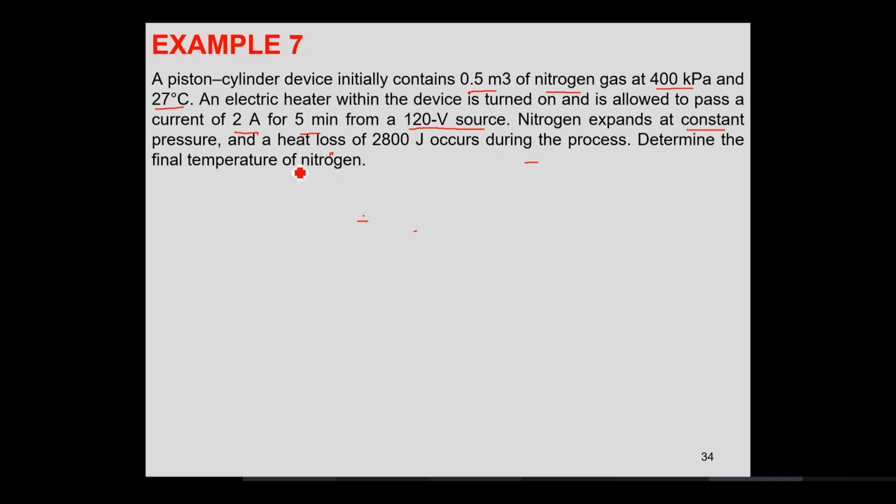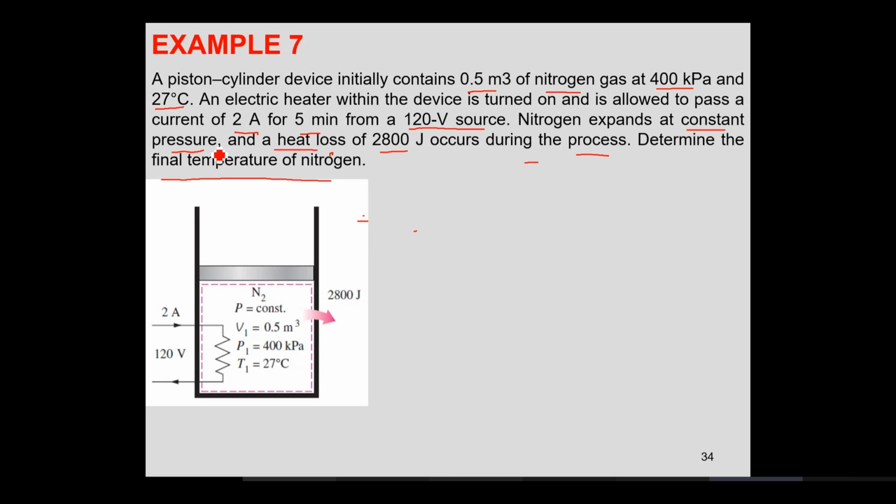So the pressure at which the expansion is taking place is constant, and at the same time there is a heat loss of 2800 joule that occurs during the process. You have to determine the final temperature of nitrogen as a result of the process that has taken place. Now let us have a look at the schematic of the process.